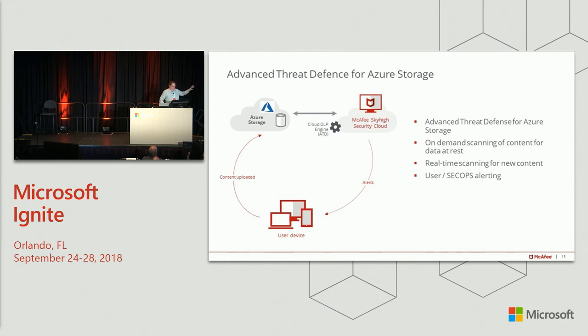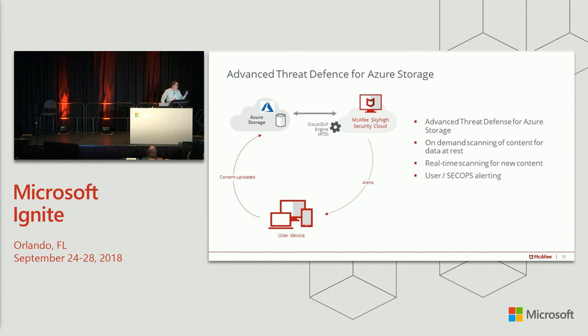So you've got Azure Storage with blobs configured in the upper left-hand side. McAfee Sky High Security Cloud is delivered as a cloud service. So what's nice about this is, unlike some traditional security products you're thinking of, you don't have to install anything on premise. We're delivered as a cloud service. You don't install anything in Azure. Everything is cloud to cloud.